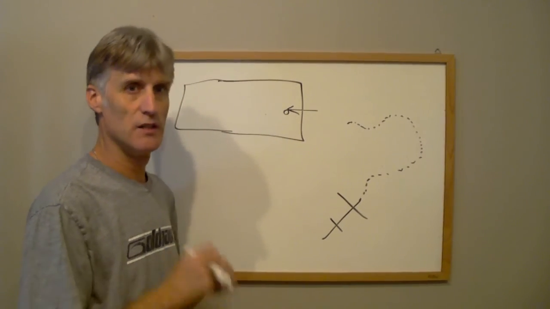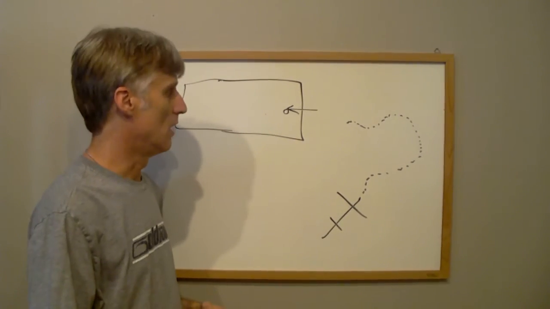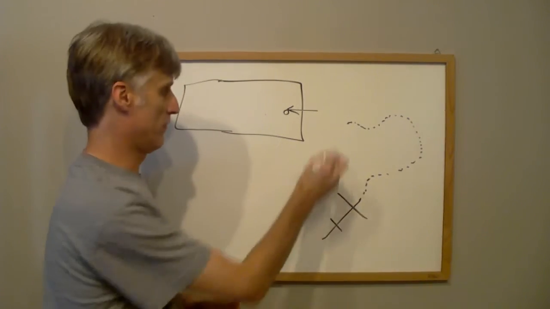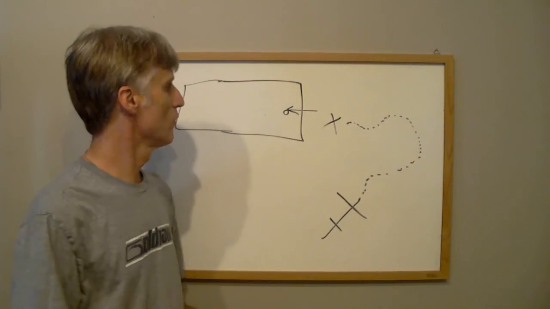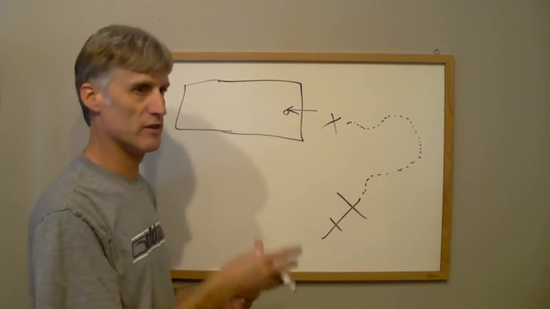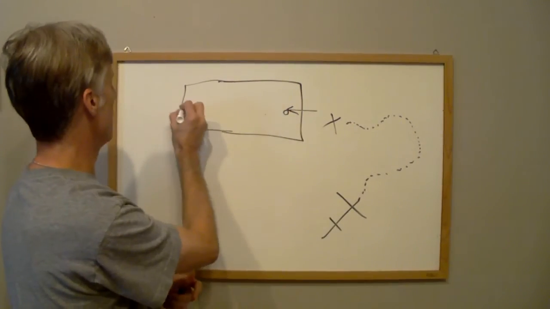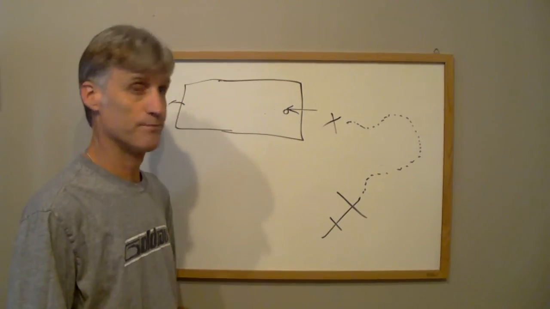More often than not, you misjudge it and you get right here on short final, either very low, so you don't make the field, splat, or you're way too high and you've run out of options for even a forward slip, flaps, a 360, and you end up long and run off the end of the field.